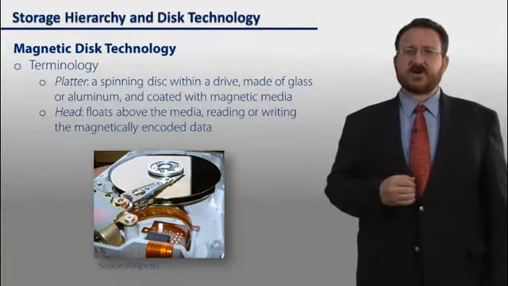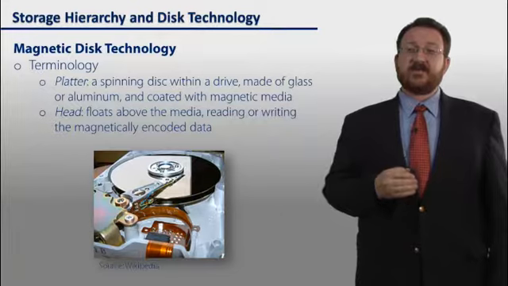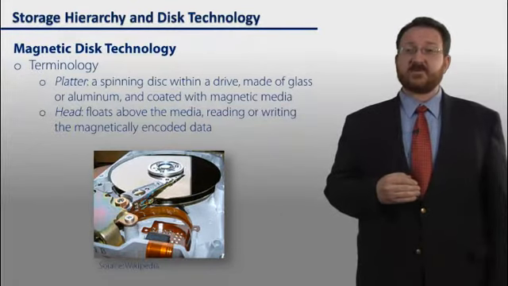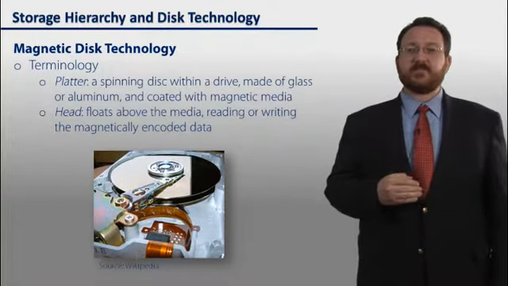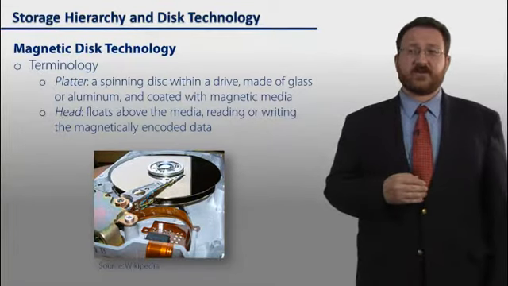Speaking of disks, let's talk about disk technology. The terminology here is what's important. A platter in a magnetic disk is the spinning portion of the disk. It's made out of glass or aluminum, and it's coated with magnetic media. You can see a picture of this here. The head then floats above the media and reads or writes the encoded data on the magnetic media.